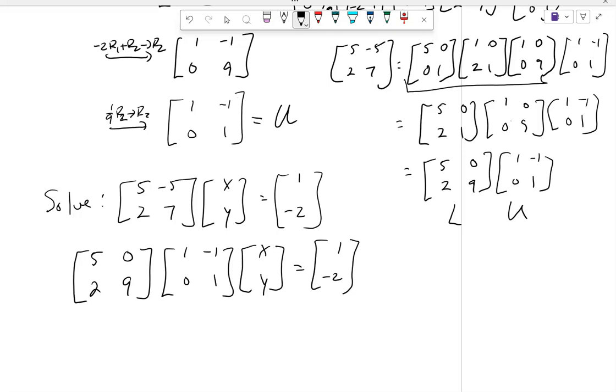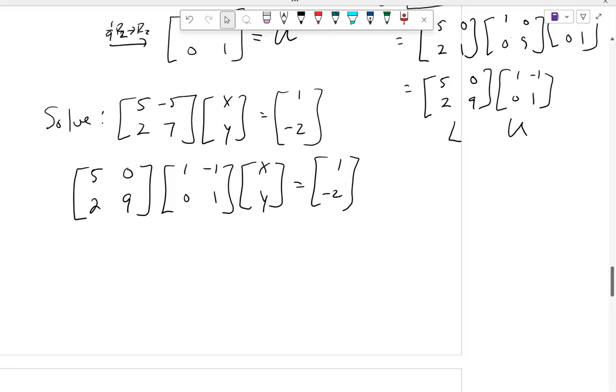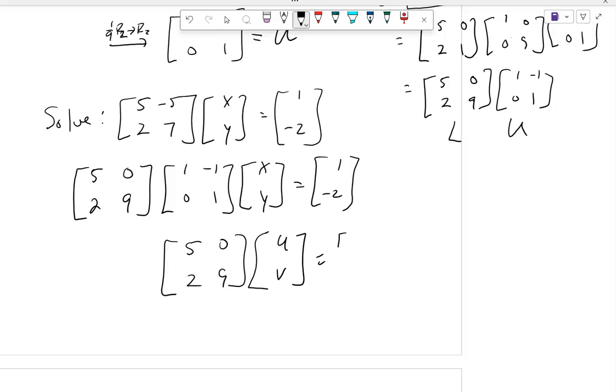Pardon me. If I have that as a 2 by 1, it's still going to have some x's and y's. So ignore the x's and y's for the time being. Let's just say I have some matrix 5029 times some other letters. Maybe I'll use a U and a V. I probably should have used another number besides 1 and negative 2, but that's okay. Can you solve this system pretty easily? What does basically the first row say? 5U equals 1, right? In the second row, I would have 2U plus 9V equals negative 2.